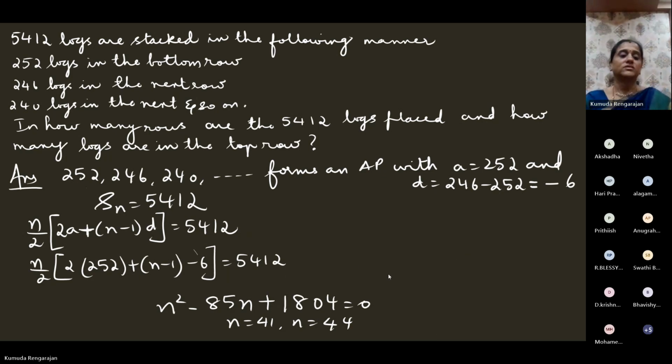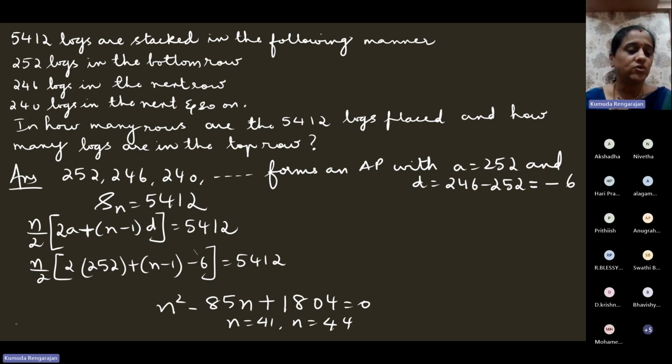So these numbers 252, 246, 240 form an AP with the first term 252 and common difference 246 minus 252, always the second term minus the first term. So it is minus 6.